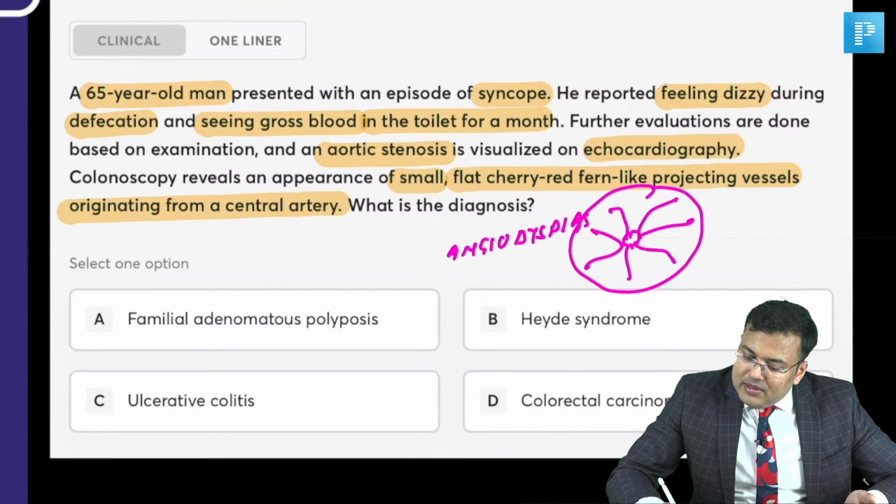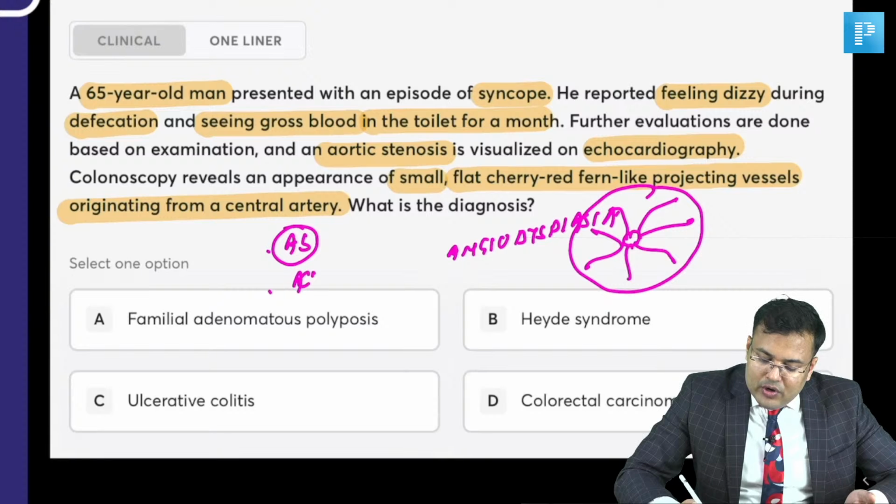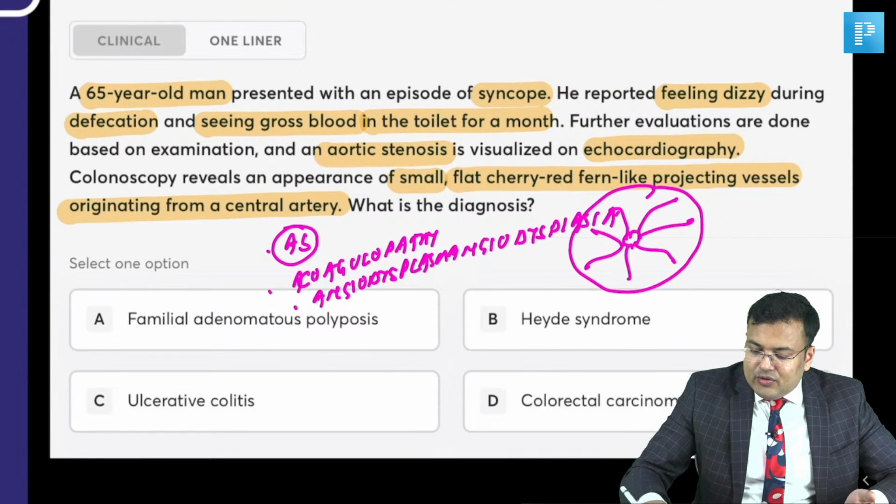Angiodysplasia. So what are the problems? You can see here, guys. Patient is having aortic stenosis. Patient is having coagulopathy. Patient is having bleeding leading to anemia. What's the cause? Angiodysplasia. There is angiodysplasia. Clear? So what is the correct answer?